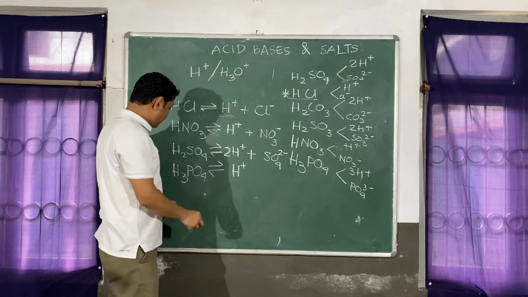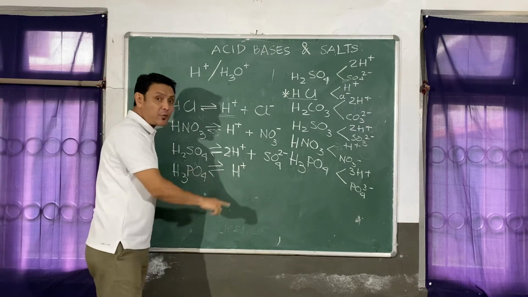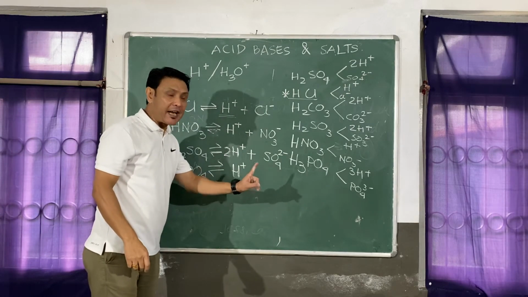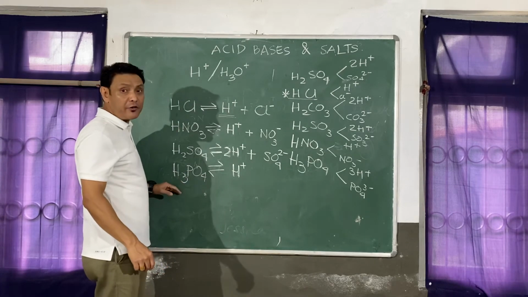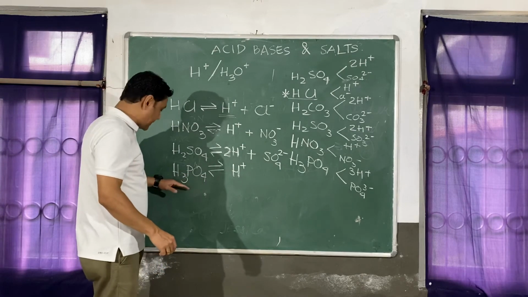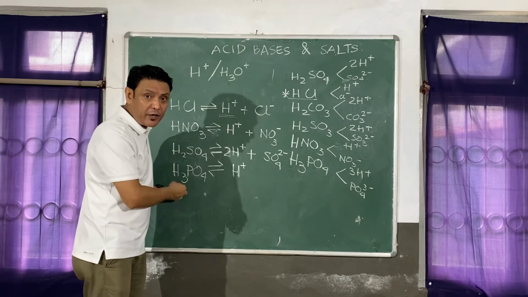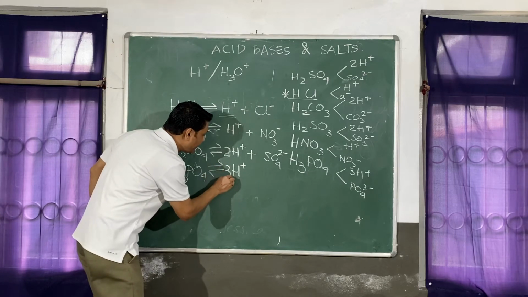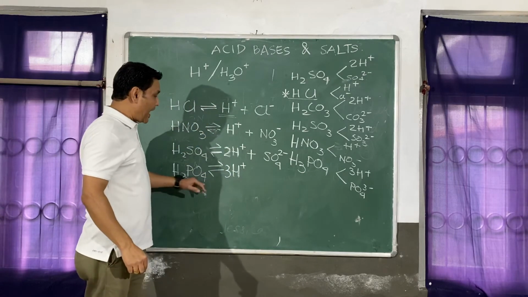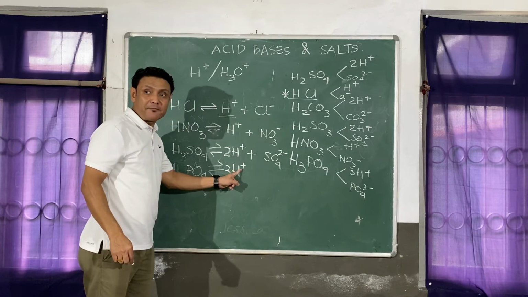So anyway, hydrogen has a positive charge. Because its valency is 1, it produces a single charge. It has a single positive charge. Now, how many atoms of hydrogen are there in sulfuric acid? There are 3 atoms of hydrogen in phosphoric acid. So therefore, it produces 3 ions of hydrogen having a single positive charge.